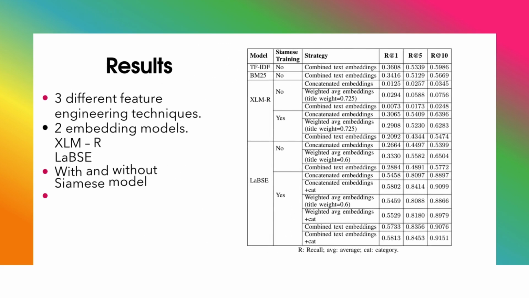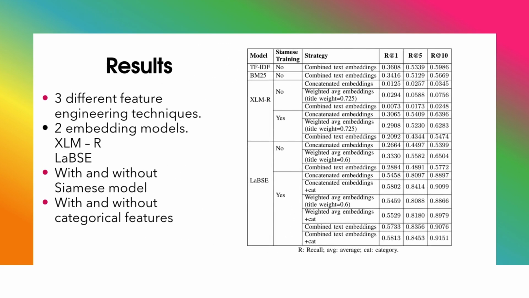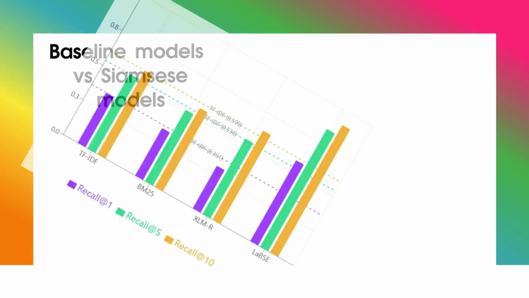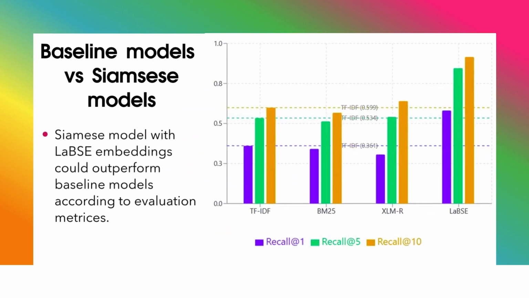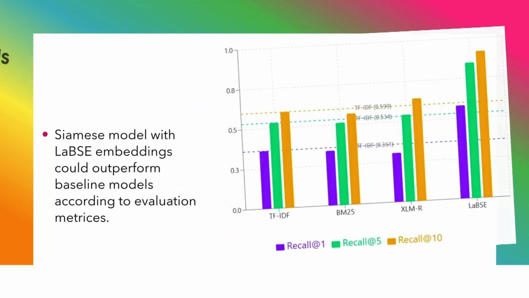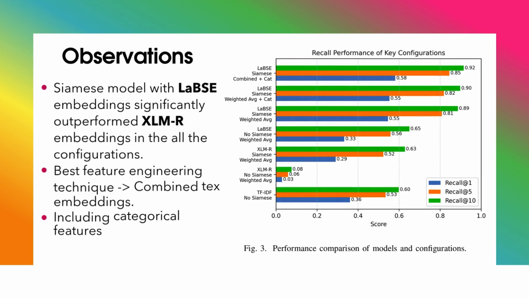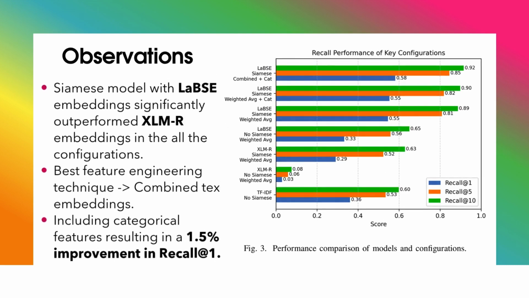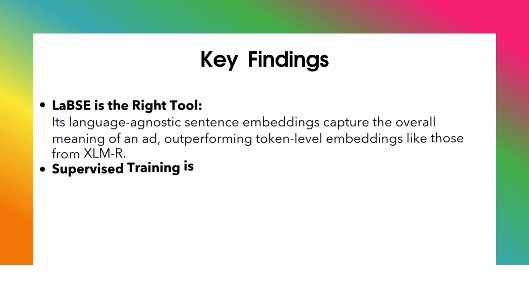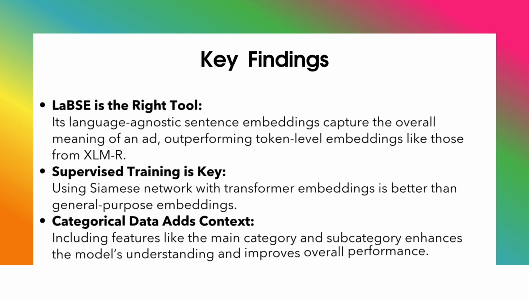We compared several configurations, with and without the Siamese architecture, using LaBSE and XLM-R embeddings, with and without categorical features. Across all settings, the Siamese model with LaBSE embeddings performed best. The most effective setup used combined text embeddings and included category metadata, which added valuable context and improved overall recall. These findings demonstrate that supervised similarity learning with language-agnostic sentence embeddings is highly effective for our matching task.